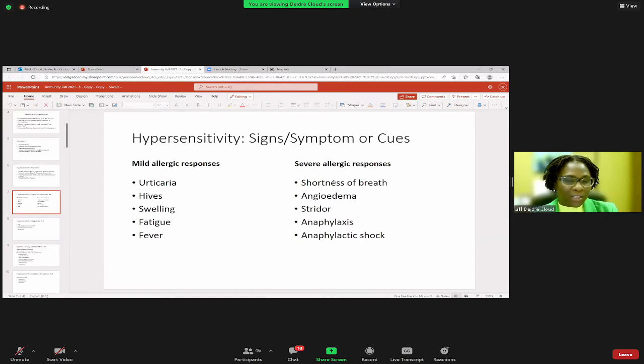Has anyone seen anyone in anaphylaxis or shortness of breath or had any type of allergic reaction? And tell me what that looked like and how the treatment went.